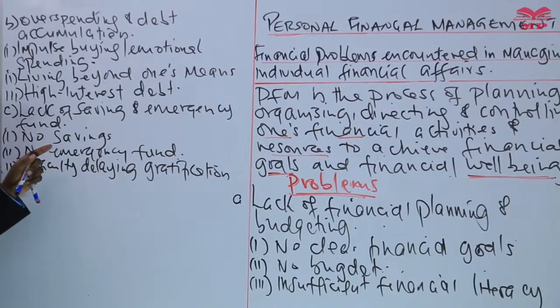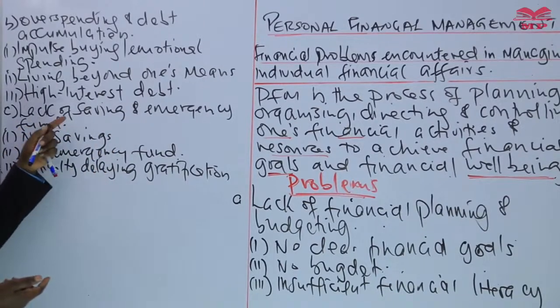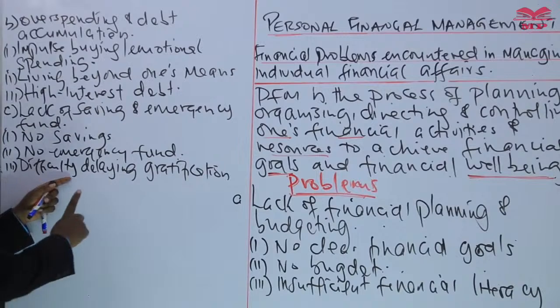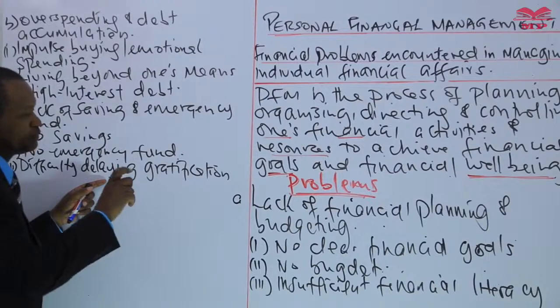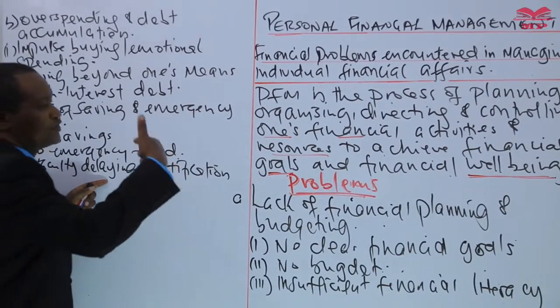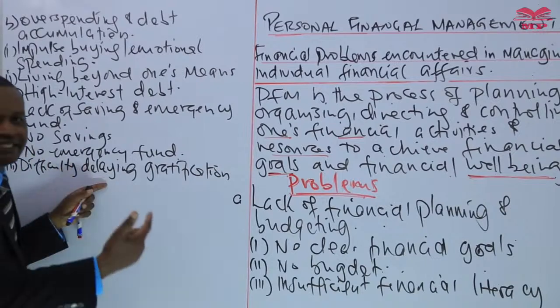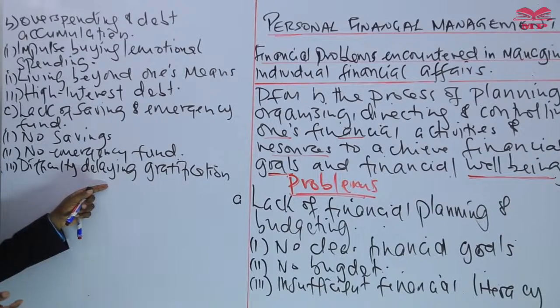And that can lead to lack of saving and emergency fund, because savings can only be set aside out from our income. So there are individuals who have a difficulty in delaying gratification. And that would mean that such individuals spend all the money today at the expense of saving for tomorrow. It means prioritizing immediate needs, today's wants, over future financial security.